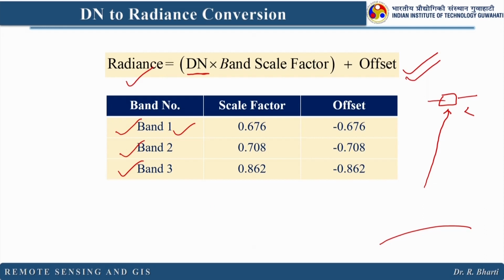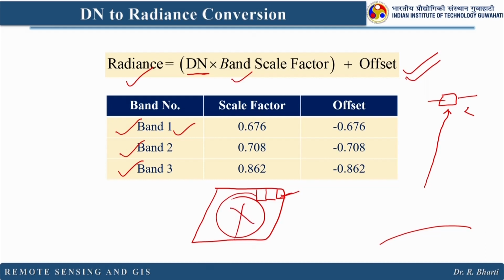It is important to understand that you have an image and here you have pixels, right? This calculation has to be done on the individual pixel level. It's not that we use this calculation for the whole image, no, that will be wrong. You have to use pixel level calculation. Pixel level means the value assigned to this particular pixel times band scale factor plus offset, right?